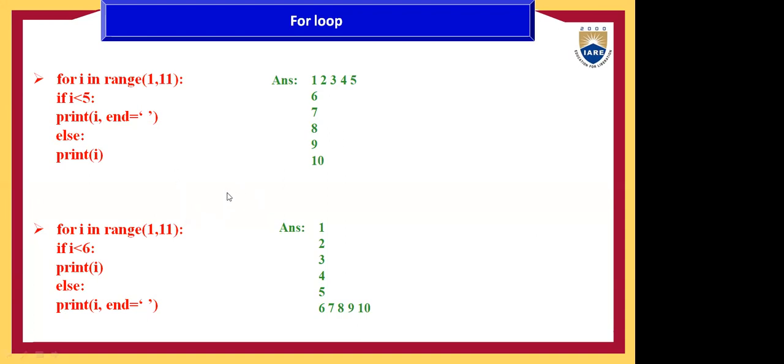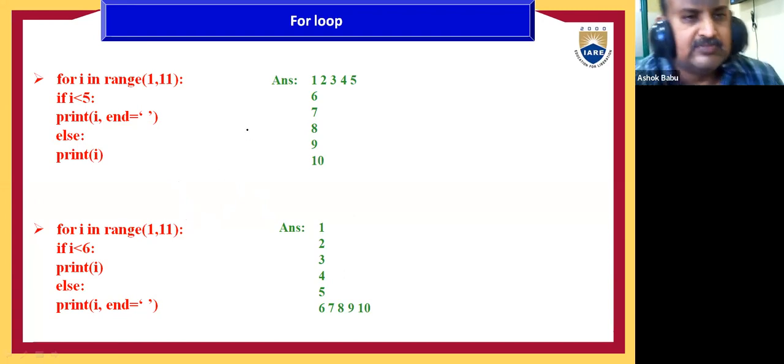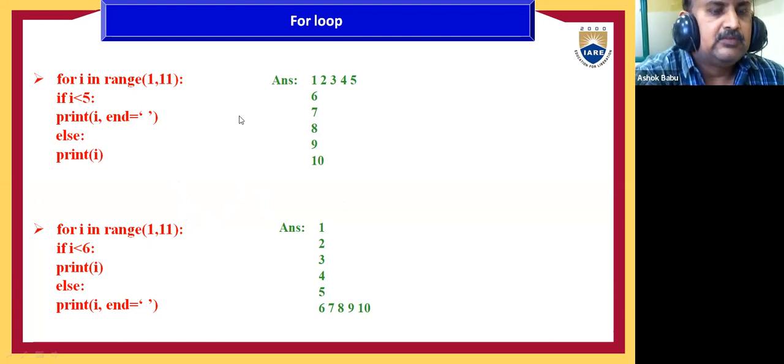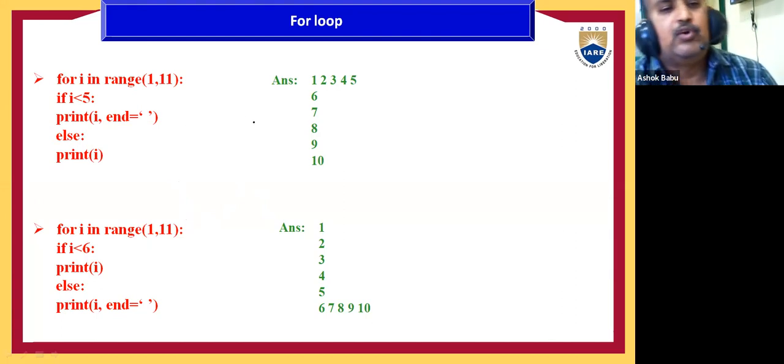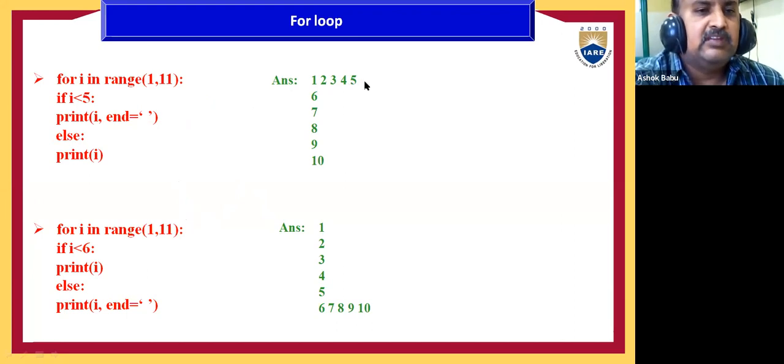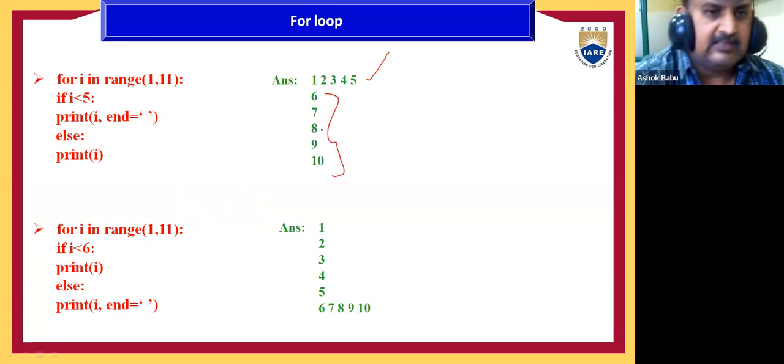In today's class, we will discuss some more programs on a follow-up. Please go to the PPT. So here, I want to print my output like this. I want to print the numbers from 1 to 10. The numbers up to 5 should be in horizontal fashion, then from 6 to 10, the numbers should be in vertical fashion. So I need to print the numbers like this.